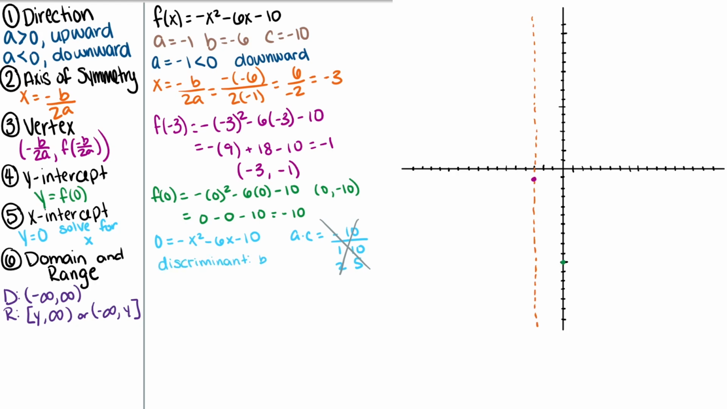Our discriminant is b squared minus 4ac. So plugging in our a, b, and c, negative 6 squared minus 4 times negative 1 times negative 10 is 36 minus 40, which is negative 4. Since that's less than 0, whenever our discriminant is less than 0, then we have no x-intercepts. If our discriminant is equal to 0, we have exactly one x-intercept, and if our discriminant is greater than 0, then we have two x-intercepts.